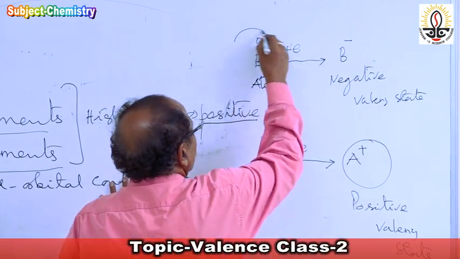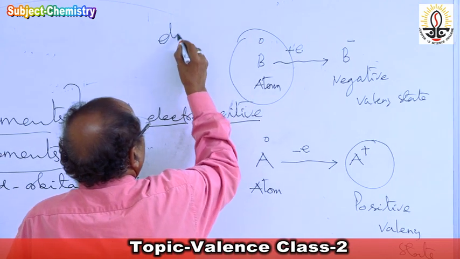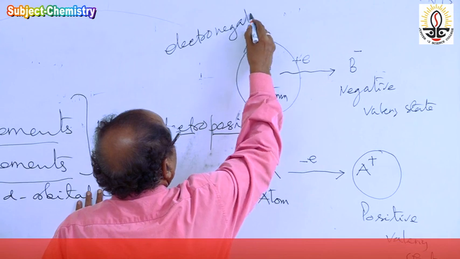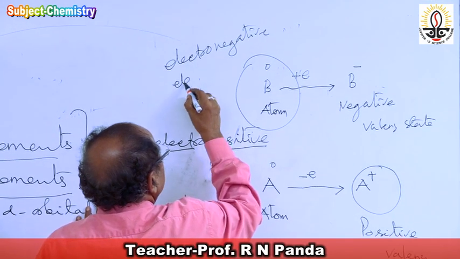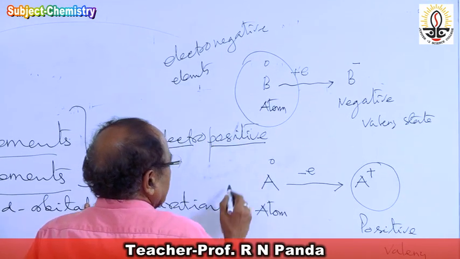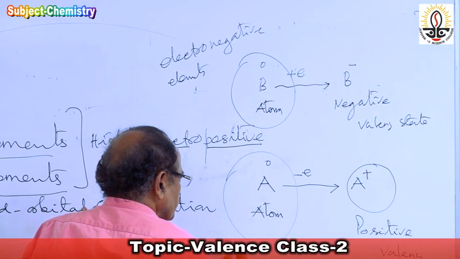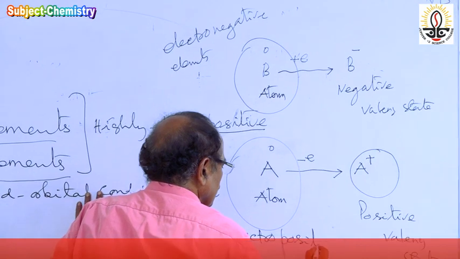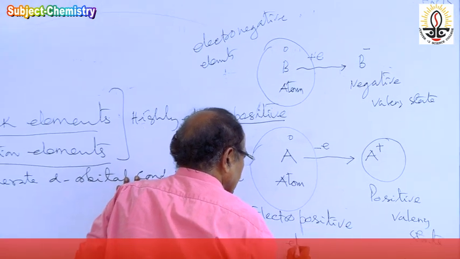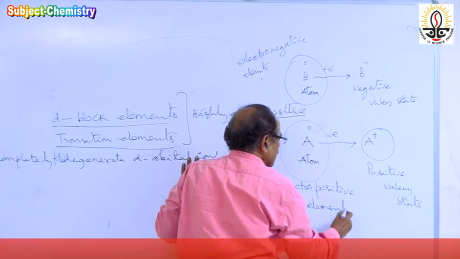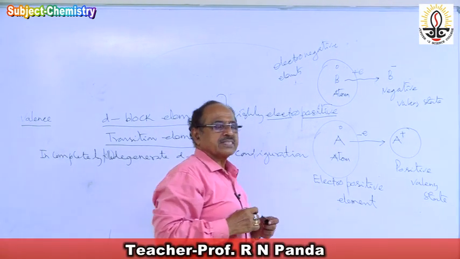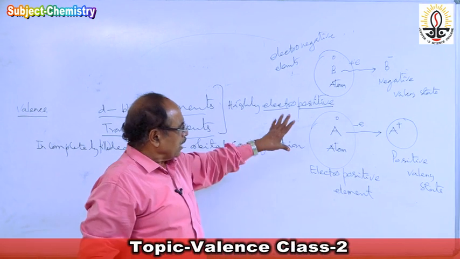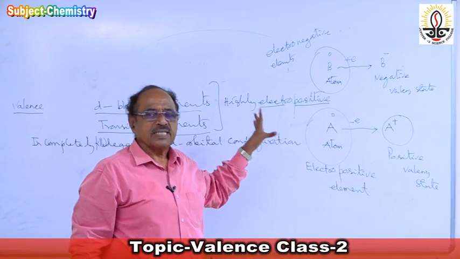Hence the B is called electronegative element, and this A is called electropositive element. I have been telling you children that language is the best thing which gives us the understanding. So these are the language of chemistry: electropositive, electronegative.